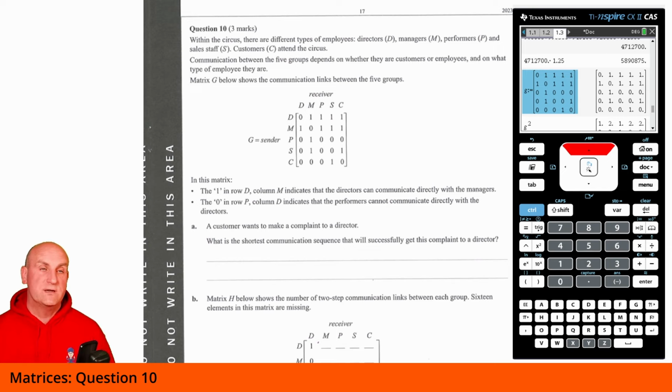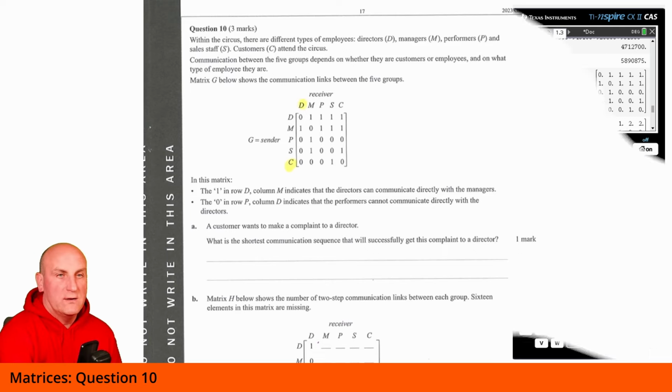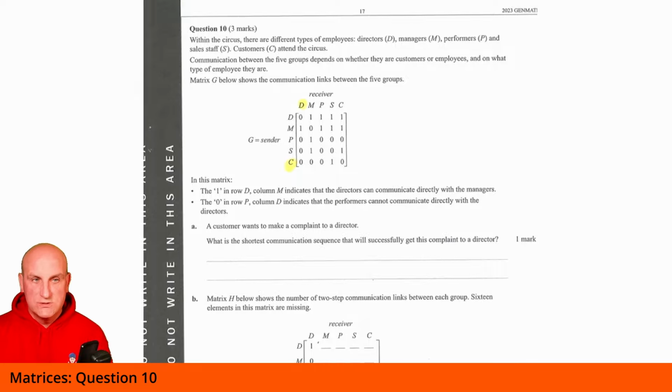Within the circus, there are different types of employees: directors, managers, performers, sales staff, and customers attend the circus. Communication between the 5 groups depends on whether they are customers or employees and on what type of employee they are. Matrix G below shows the communication links between the 5 groups. Right, in this, the 1 in row D, column M indicates that the directors can communicate directly with the managers, right? Okay. A customer wants to make a complaint to a director. So what we want to do is start at a customer, and we've got to end up at a director. So I'm going to turn my calculator off for a moment. What is the shortest communication sequence that will successfully get this complaint to a director?